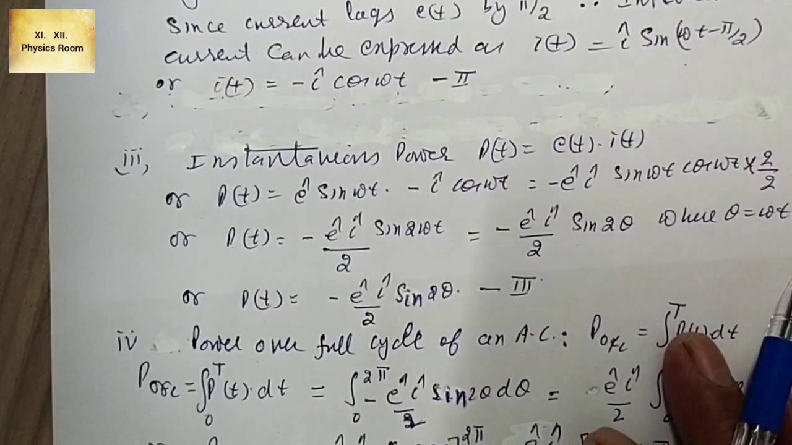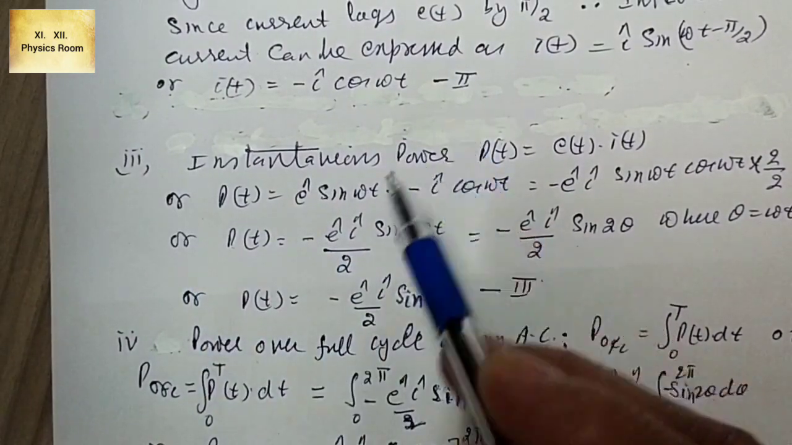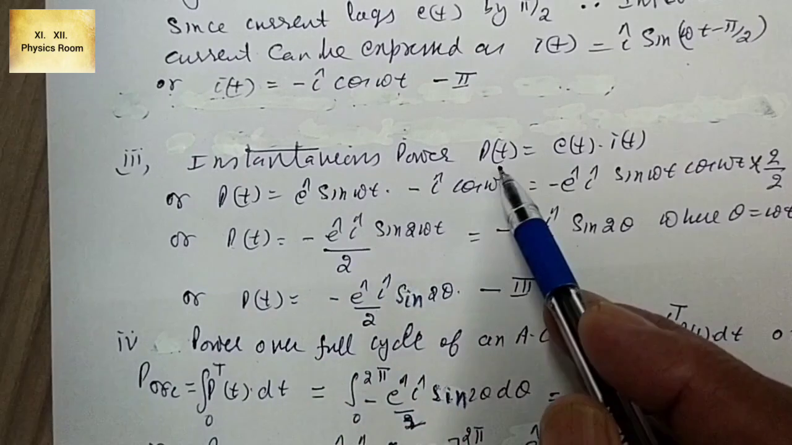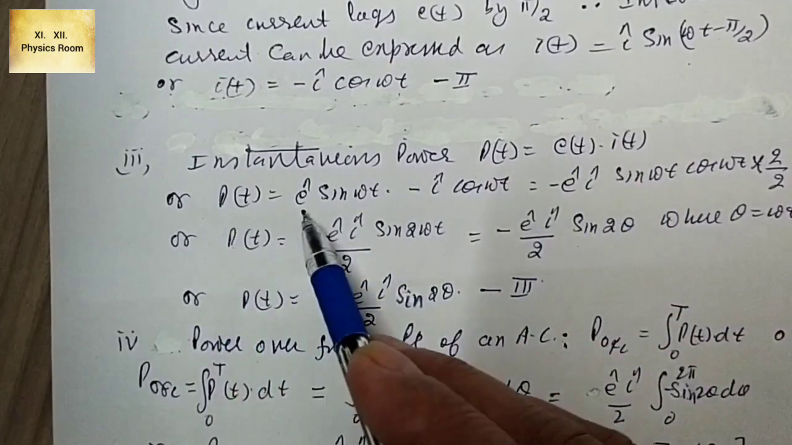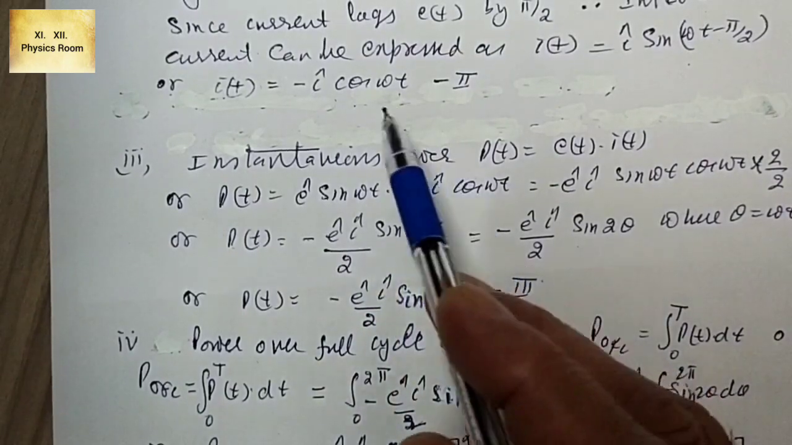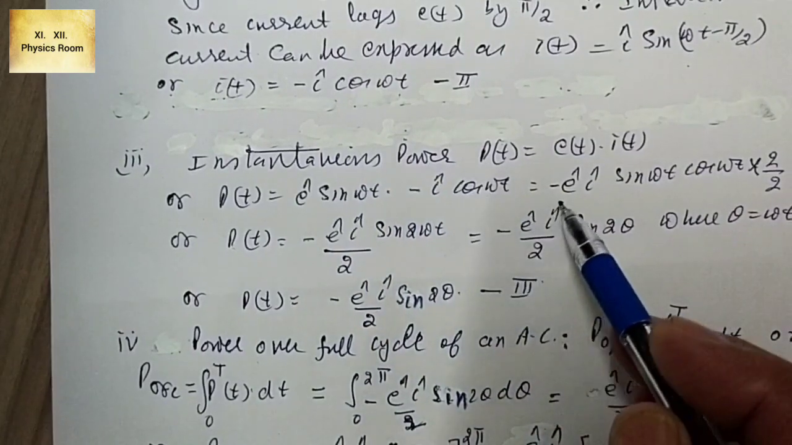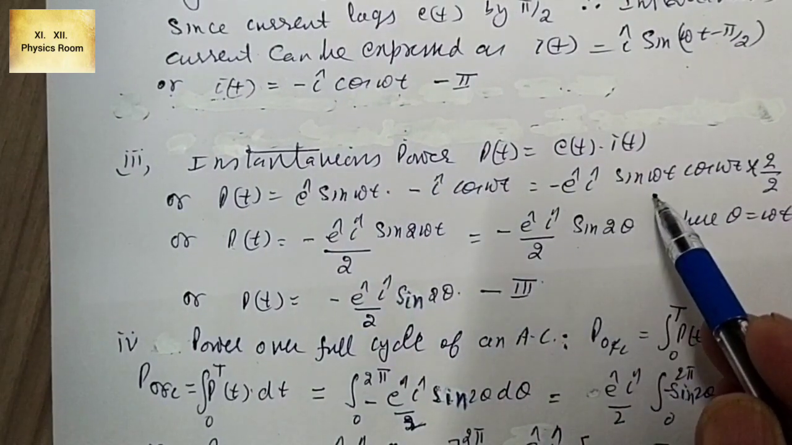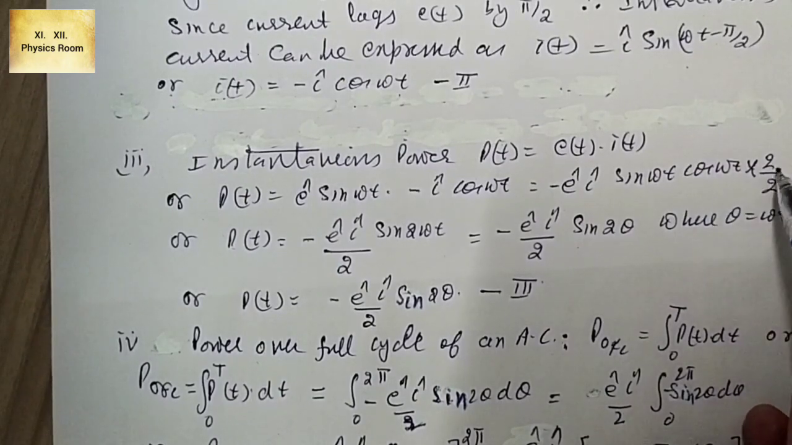Now third step, let us mark it as equation 2. The third step, instantaneous power: P(t) is equal to E(t) into I(t), or P(t) is equal to Emax sin omega t into minus Imax cos omega t. It is equal to minus Emax Imax sin omega t cos omega t. So multiply by 2, divide by 2.